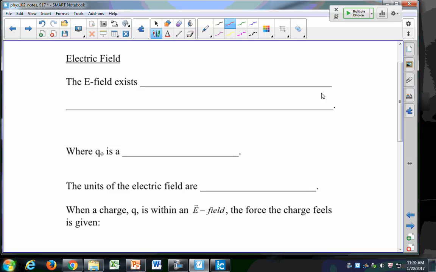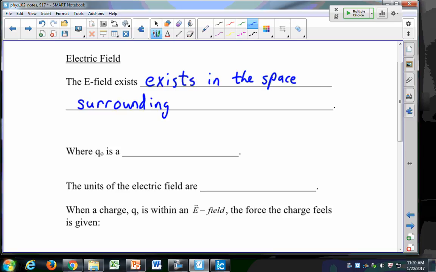Okay, so one more thing, and then I'll show you the Venn diagram. The electric field exists in the space surrounding a charged object. And in fact, the electric field really just describes the force that a charged particle feels.